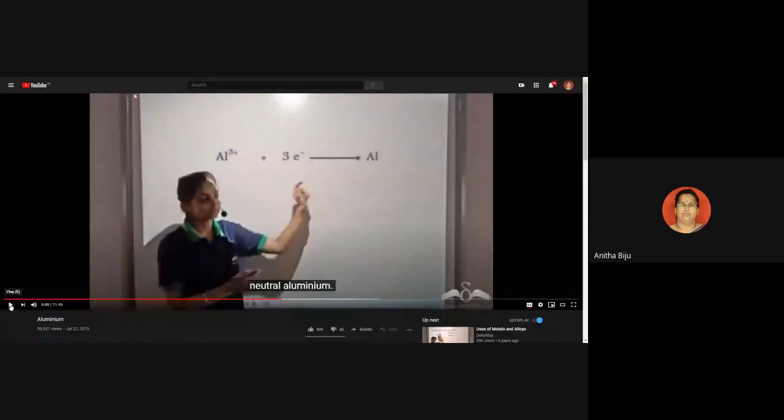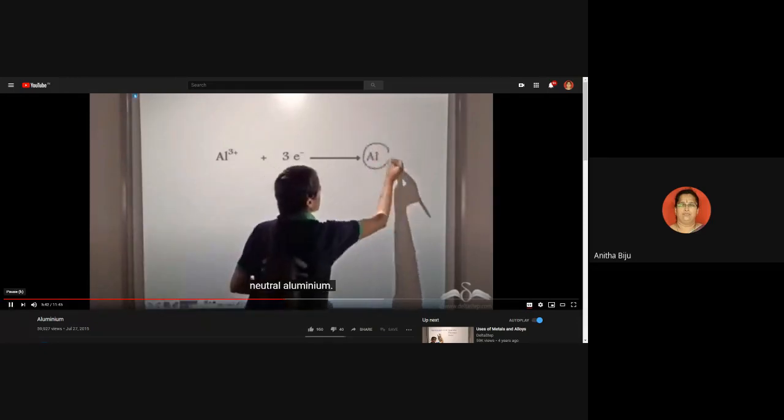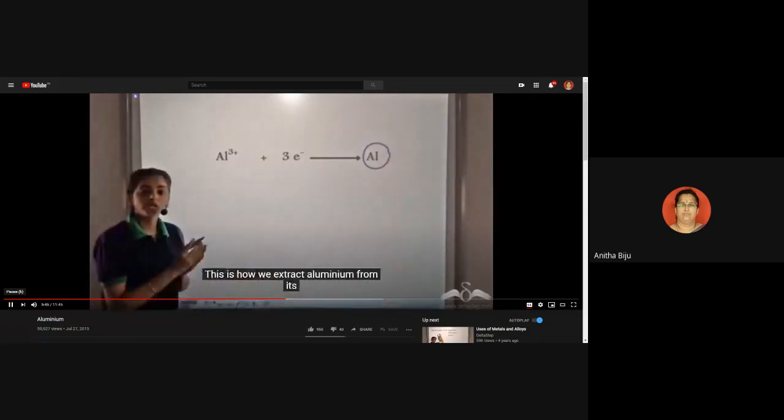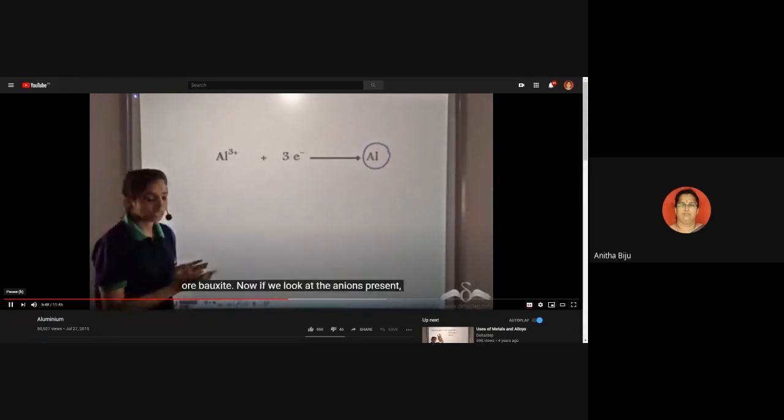So here you can remember that reaction at the cathode. Cathode is an electrode where reduction takes place. Reduction is addition of electrons. So the aluminium ion is formed from an aluminium atom by losing 3 electrons. When it gains the 3 electrons back, it is converted into an aluminium atom. So write this equation, and above that equation you can mention reaction at the cathode. Okay, reaction at the cathode. This is how we extract aluminium from its ore bauxite.